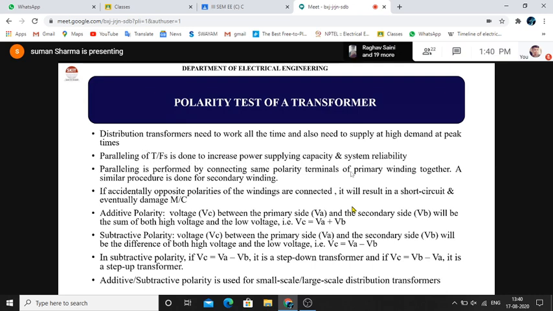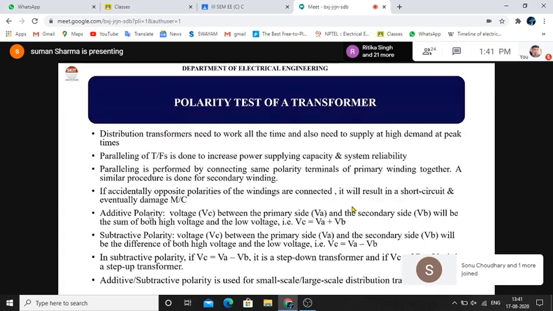So the paralleling is performed by connecting the same polarity terminals of primary winding together. Similar procedure is done for secondary winding. If accidentally opposite polarities are connected, then it will result in deadly short circuit and eventually damage the transformer.